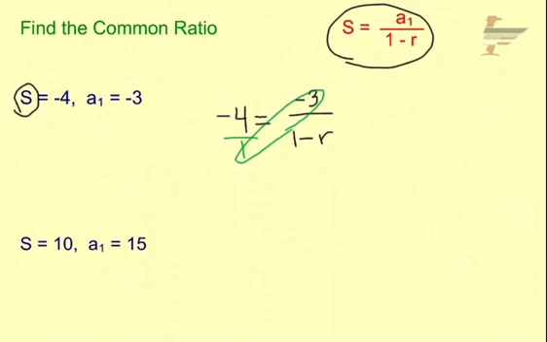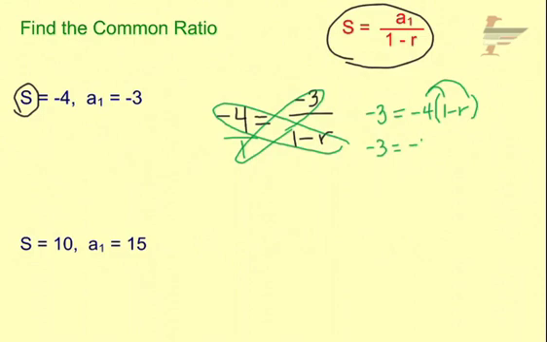So -3 times 1, or -3, equals -4 times 1 minus r. Then we'll do some distributing. -3 equals -4 plus 4r. Add 4 to both sides. 1 equals 4r, divide by 4. So we have our common ratio is 1/4.